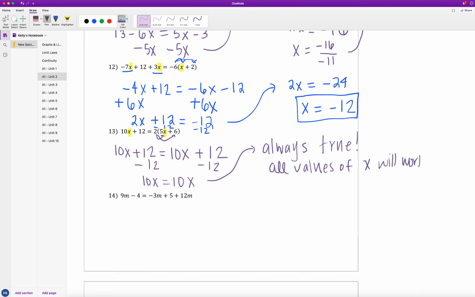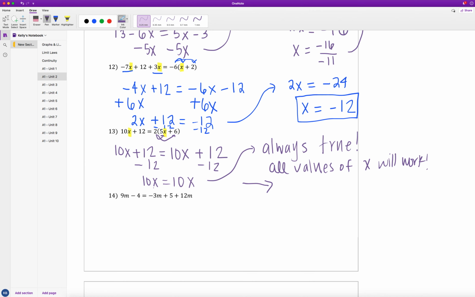Let's check that theory. So if x is 1, that will work because 10 times 1 equals 10 times 1. If x is equal to negative 1,000, well, 10 times negative 1,000 is equal to 10 times negative 1,000. So all values of x will work, which means I no longer just get one solution. So for all prior 13 examples, we were able to get one value of x that made that equation true.